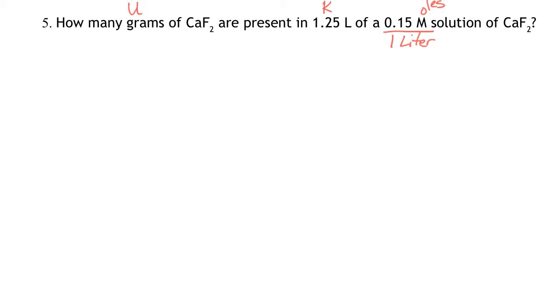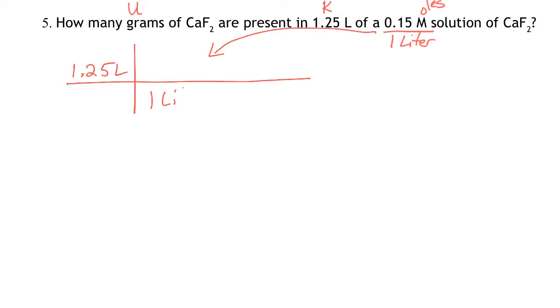Grams? Oh no! I'm going to have to grab my periodic table to calculate the molar mass, but we're going to start this problem off just the way it is. I'm going to start with my known, 1.25 liters. Liters on the top, I'm going to need liters on the bottom. This conversion factor is going to go in just the way it's written. 1 liter, 0.15 moles.